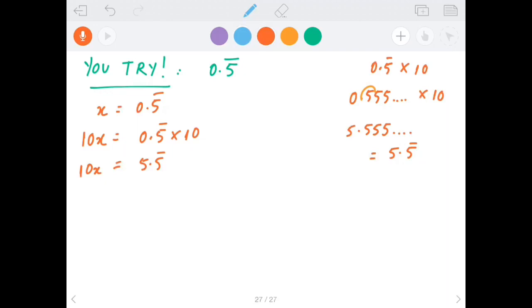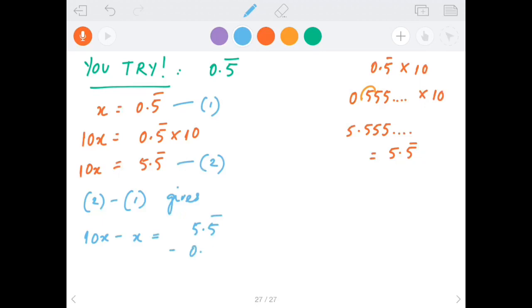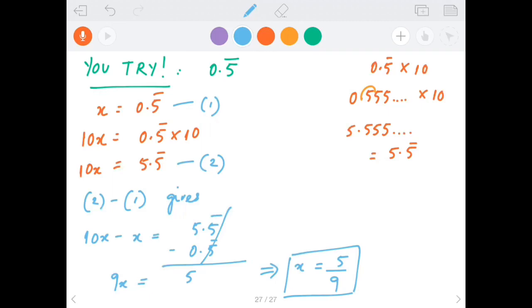Then as usual, I have my first equation. I also have my second equation. I'm going to do 2 minus 1, and that will give me 10x minus x is equal to 5.5 bar minus 0.5 bar. My left hand side is going to be 9x and my right hand side is going to be 5. So x is now going to be equal to 5 by 9. I'm just going to highlight that. There you go.